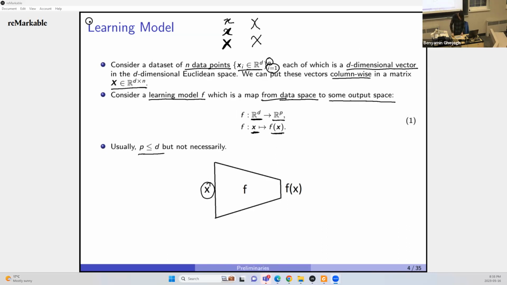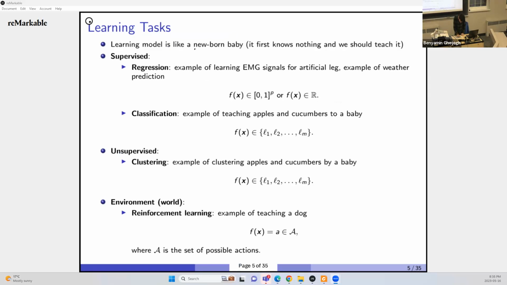Learning model is like a newborn baby. It first knows nothing, and we should teach it. Consider a baby. Baby knows nothing. Now, I'm going to explain different tasks using the example of a baby. So, first off, the difference between supervised and unsupervised. In supervised, let me first talk about classification. I will say this a bit fast because many of you who were in the other course have already heard it.